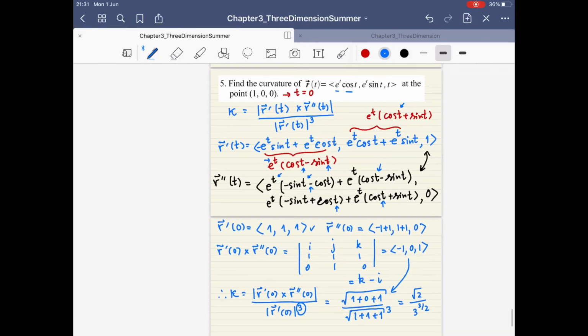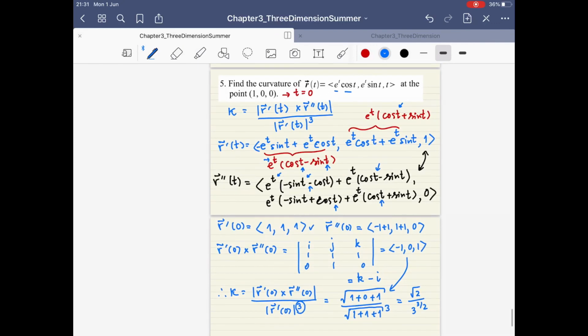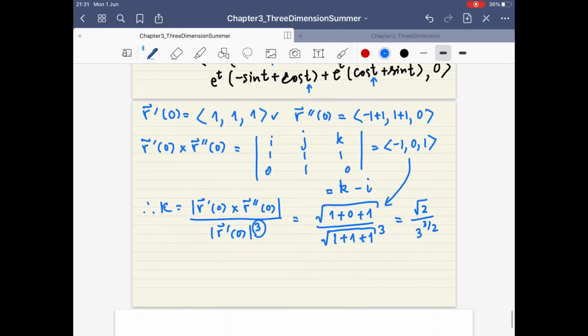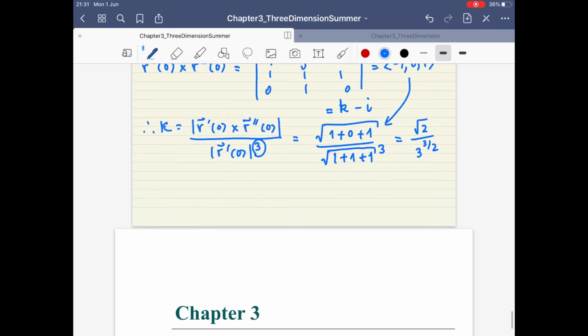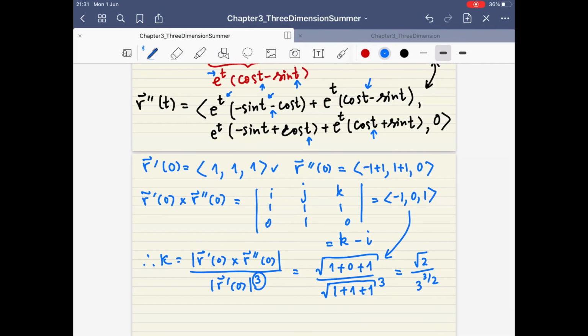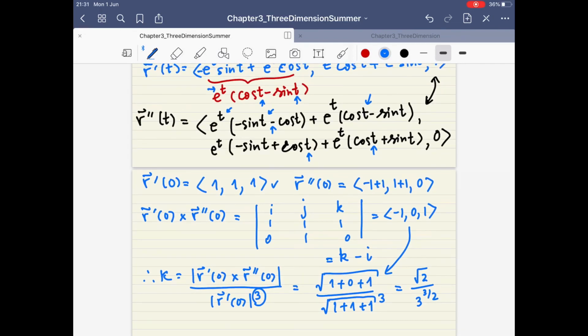Okay, the good news is that actually we have a section 3.9. However, the 3.9 you are going to study by yourself. Okay, so it's not going to be included in your test or anything. All right, so you can just read it by yourself, because it is more like physics that you have learned from your physics subject.